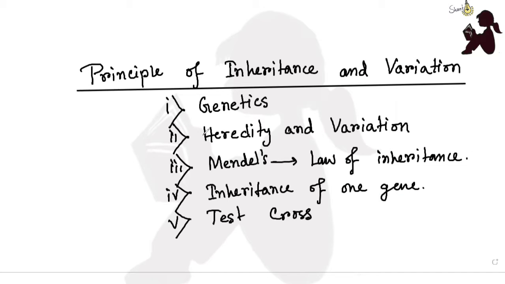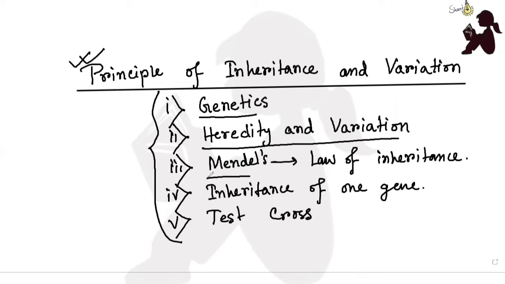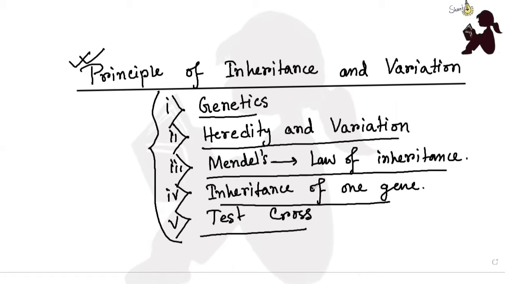Hello students, today we are going to study principle of inheritance and variation, and we will cover 5 topics from this chapter in part 1. Here number 1 is genetics, then heredity and variation, then Mendel's law of inheritance, then inheritance of one gene, and lastly the test cross.